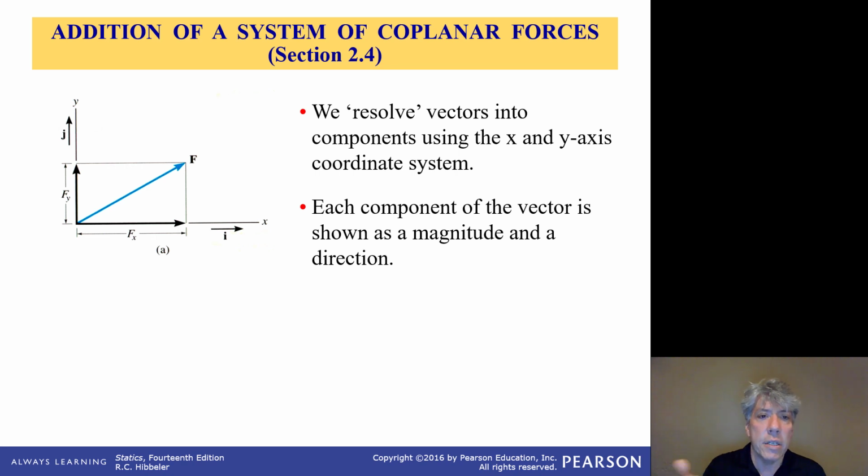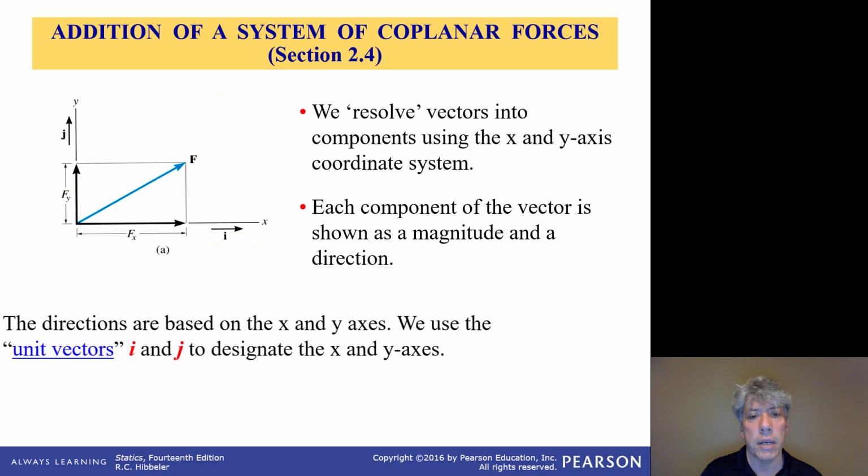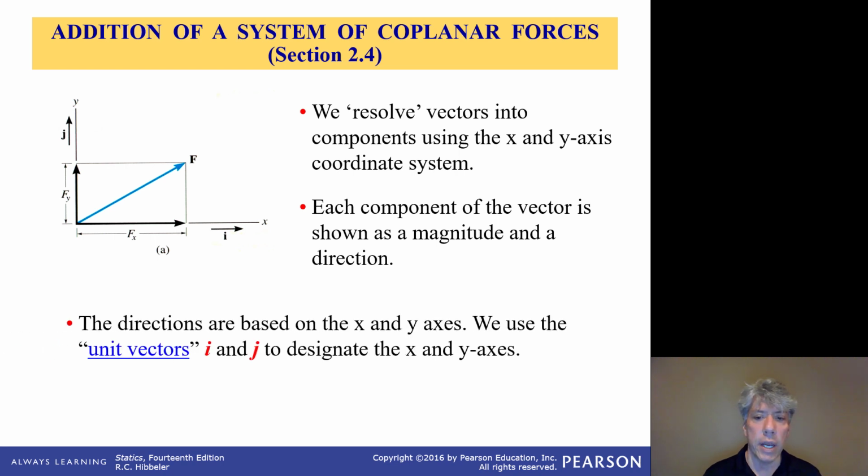So the magnitudes of the components of the vector are shown here in the diagram. And the directions, of course, are based on the X and Y axes, but we usually use unit vectors i and j to designate the X and Y axes. We don't want to reuse X and Y. There's a lot of history behind this. You might wonder, well, we've already got X and Y as names for the axes. Why are we using i and j?